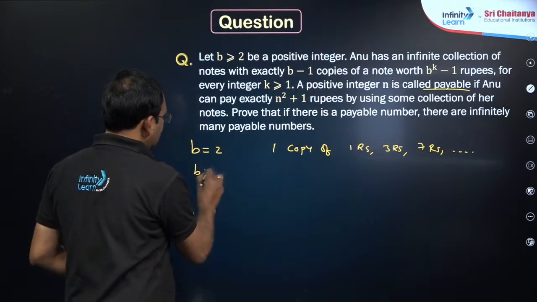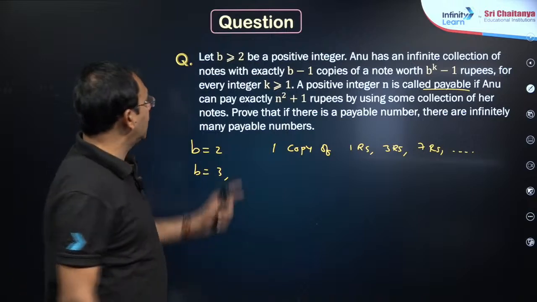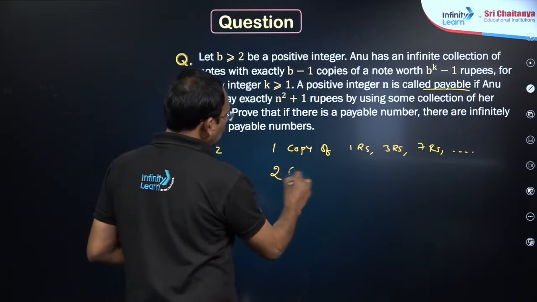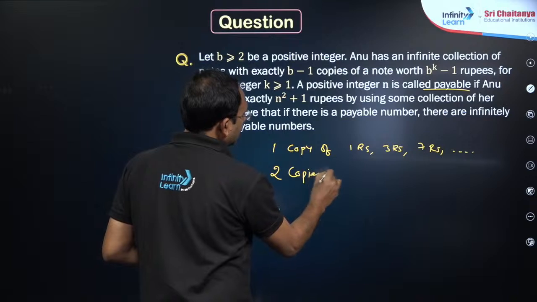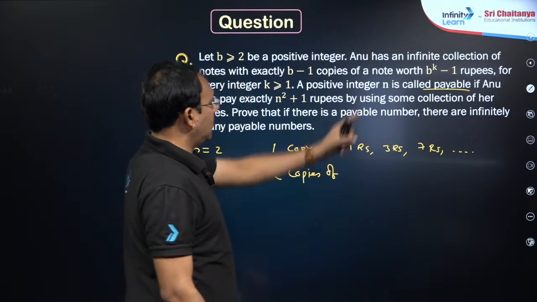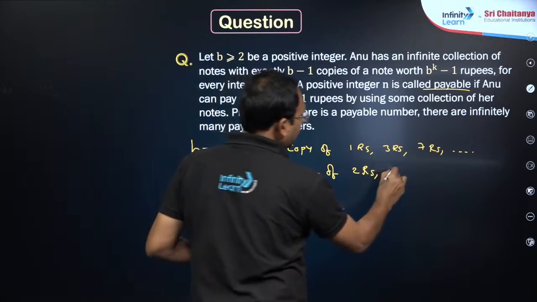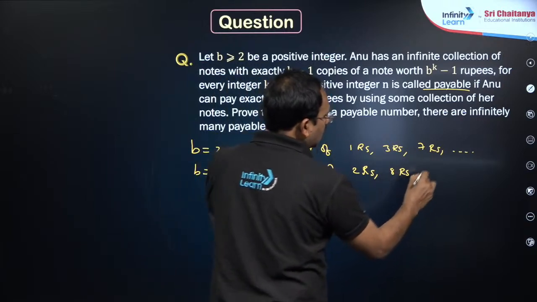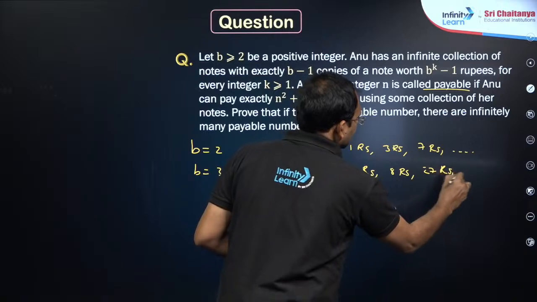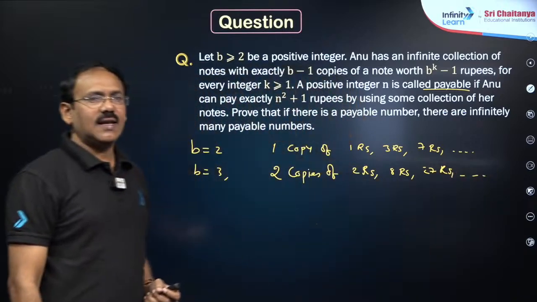Suppose if you take b is equal to 3, the meaning is this: b minus 1 means 2 copies of b. Here b is 3. 3 power 1 minus 1, 2 rupees. 3 square minus 1, 8 rupees. 3 cube minus 1, 26 rupees. That is the meaning. Like that.